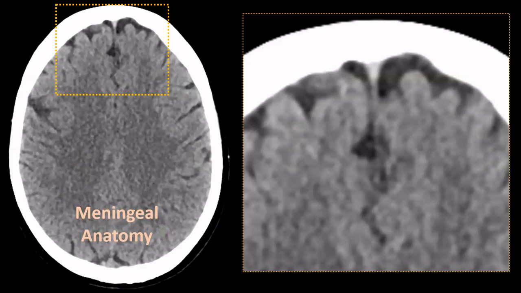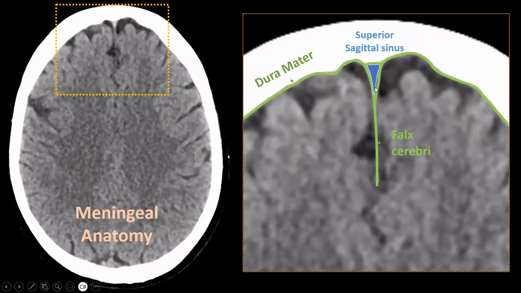Let's move inside. Immediately underneath the skull, we find meninges. And what are the meninges? These are very thin membranes covering the brain. We have the very thick dura mater, which is a very thick meningeal layer closely opposed to the skull, and it folds inwards, forming the falx cerebri. And in the falx cerebri, both at the back and at the front, we find the superior sagittal sinus.